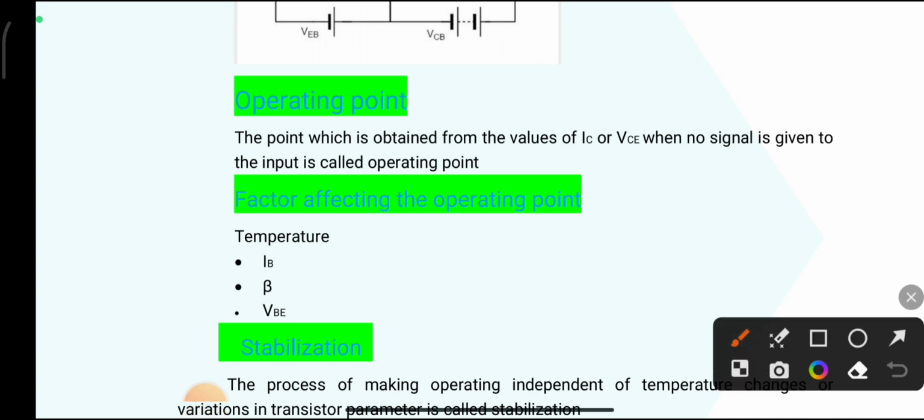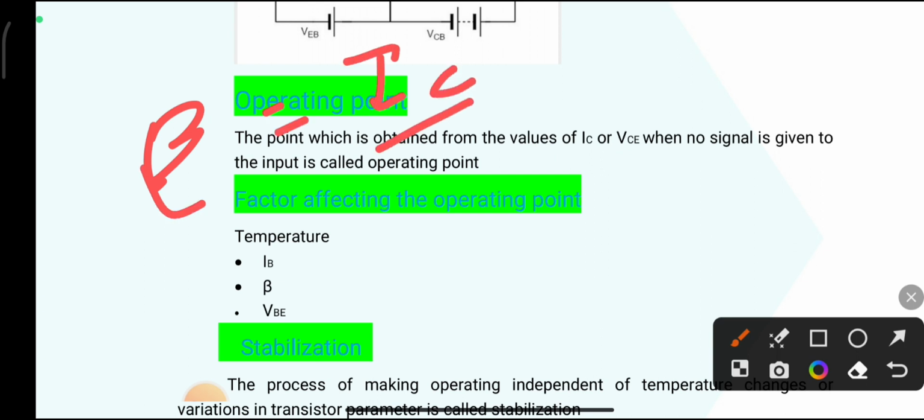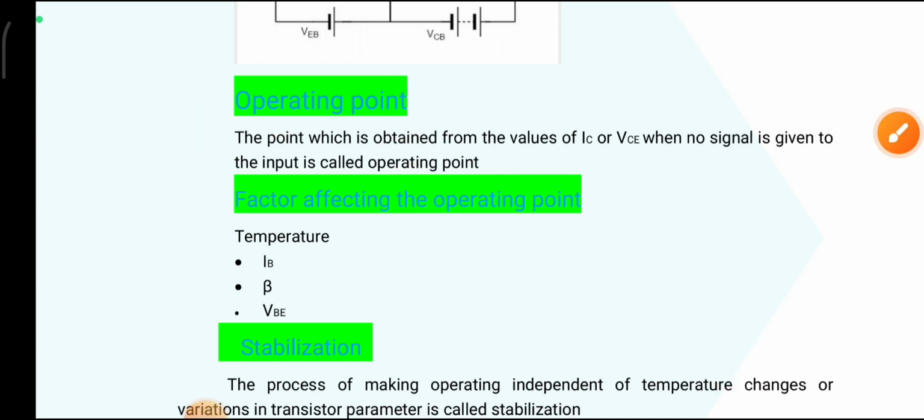Next, beta. Beta is called the current gain. Beta is equal to IC by IB. So it is called current gain. This beta is also affected by the temperature. And then VBE. VBE means the voltage across the base and emitter junction.